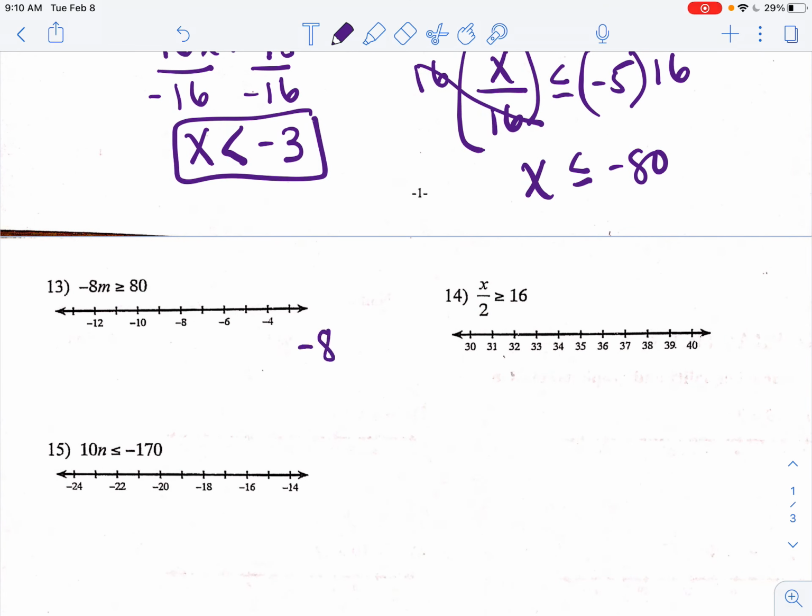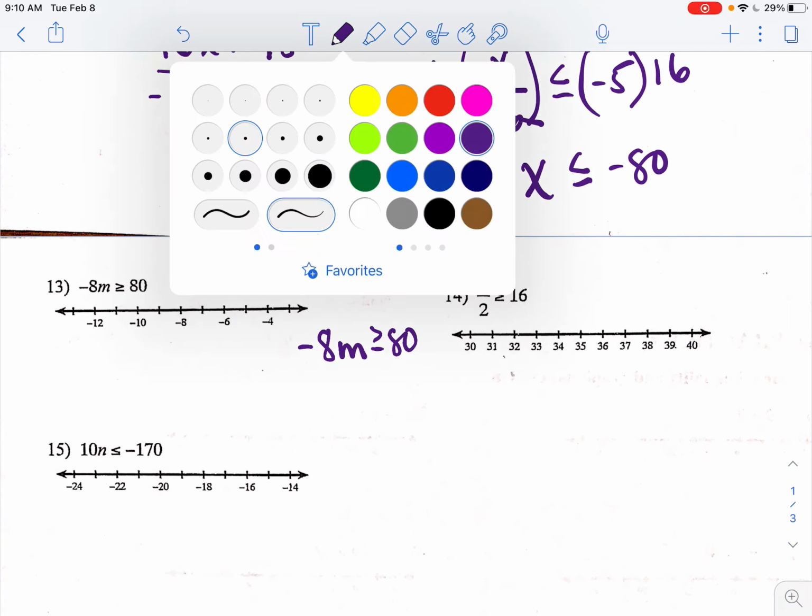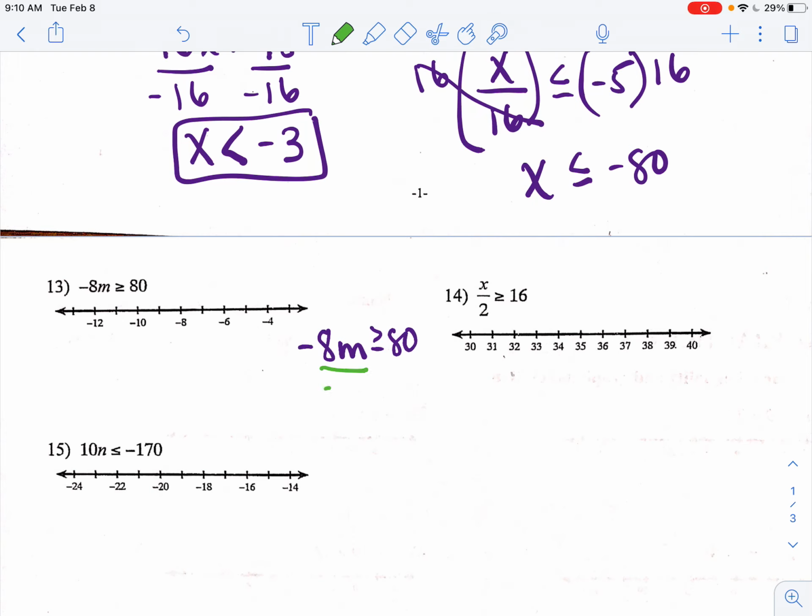Okay, number 13, negative 8m greater or equal to 80. That's multiplication, so to solve, you would divide both sides by negative 8. That is a sign switch because the step that we took was dividing both sides by negative 8. So m is less or equal to negative 10. Closed on negative 10, and that's going to shade left.